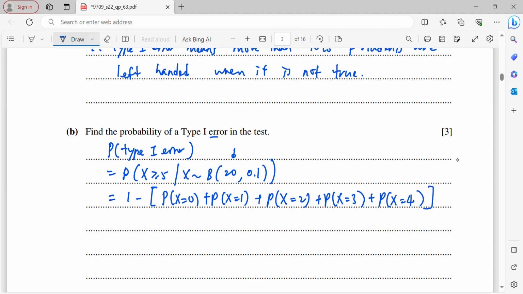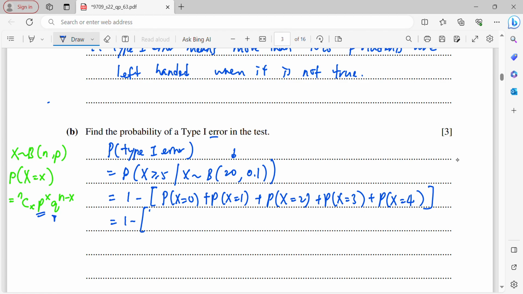Okay, and now for binomial distribution with n, p, the probability of x which is binomially distributed is going to be nCx p^x q^(n minus x). Then from here I will get 1 minus, so my n is 20. Now when x equals 0 means that no success. No success means all failures.